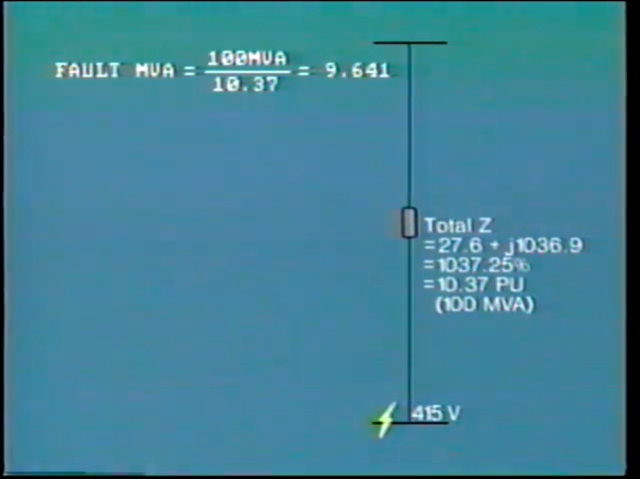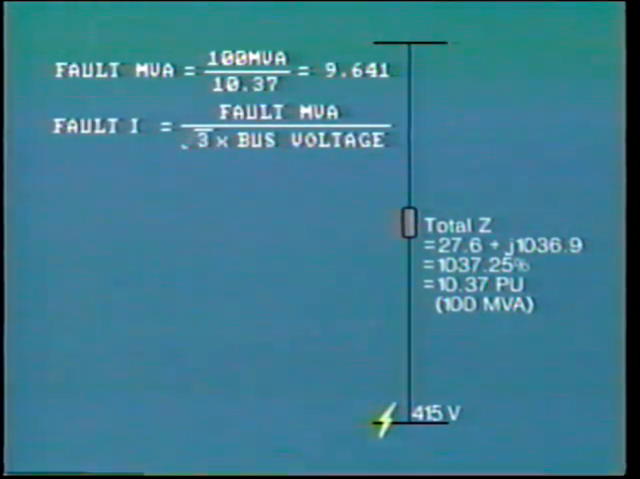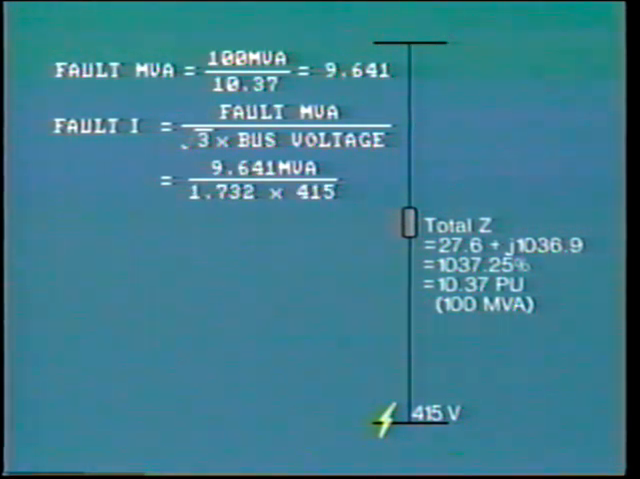And to obtain fault current, we need to divide the fault MVA by √3 times the bus voltage. This comes out to 9.641 MVA over 1.732 times 415 equals 13,412.6 amps. Now, let's see what happens to our calculation if we use only the reactances in the circuit, as after all, they are predominant.